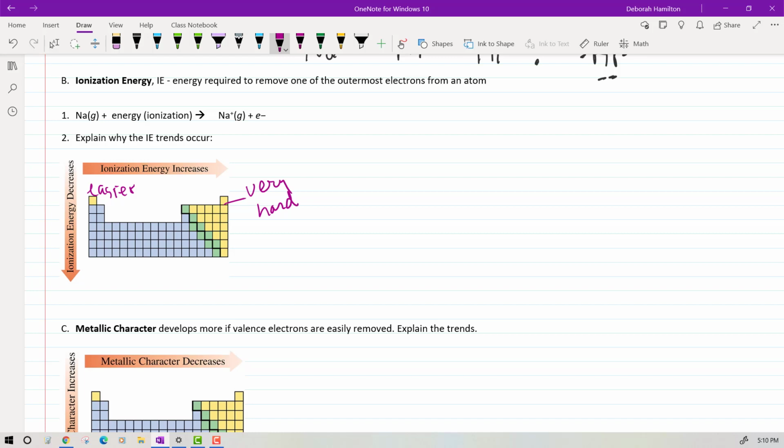The ionization energy decreases as you go down a column because that electron gets further and further away from the nucleus, from the positive attractive force of that nucleus. Okay, so the electrons are further away from the positive force in the nucleus.